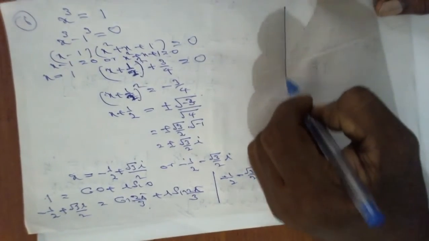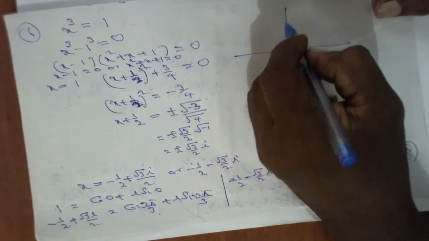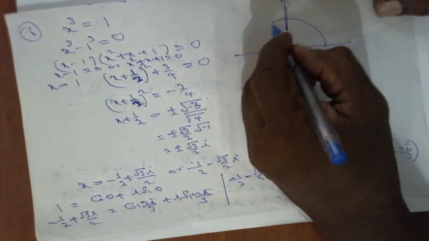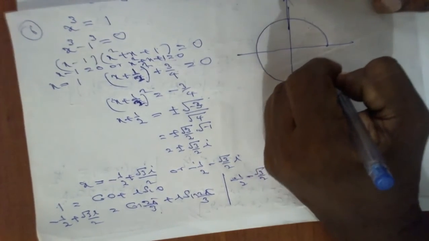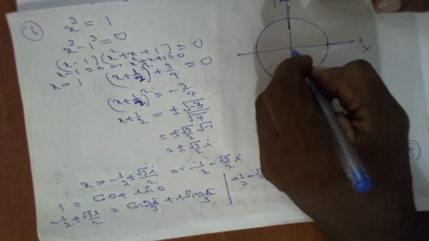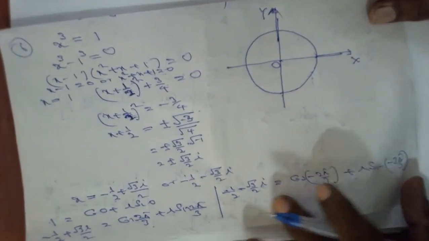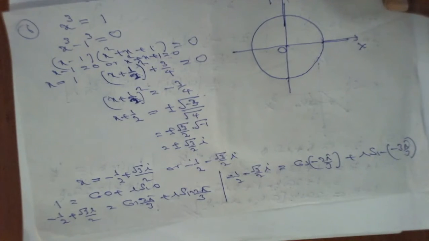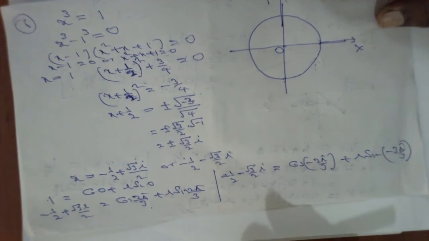The important thing is that these three complex numbers are on the unit circle. What is a unit circle? The unit circle is the circle with radius 1, right? In the Argand diagram, these three complex numbers are always on this unit circle. Each root is of modulus 1, right? Each complex number has modulus 1.